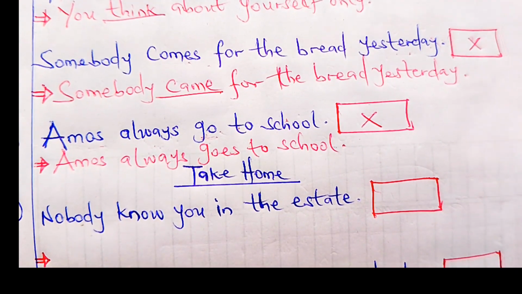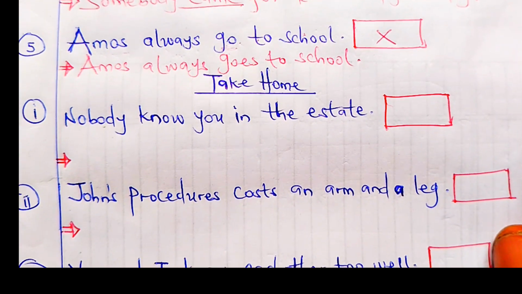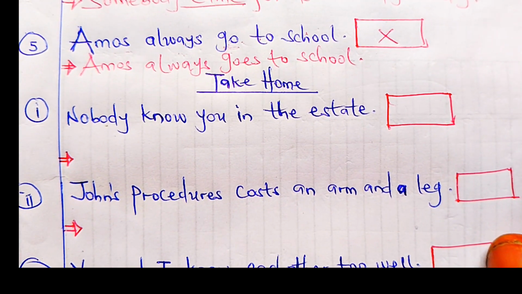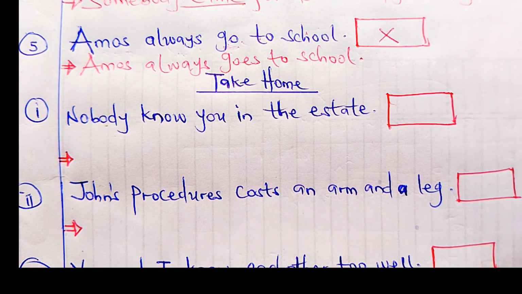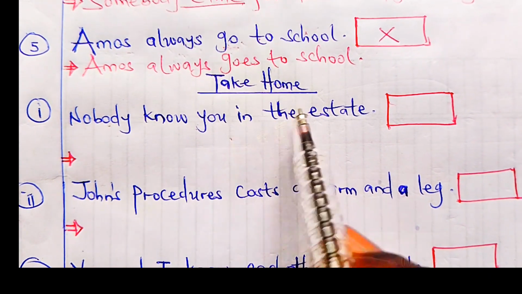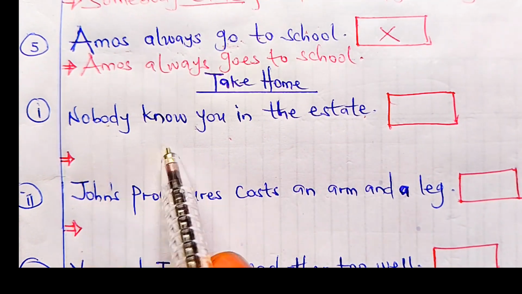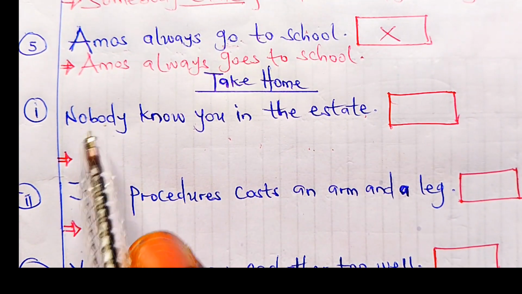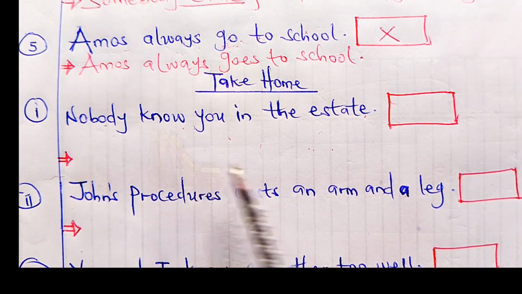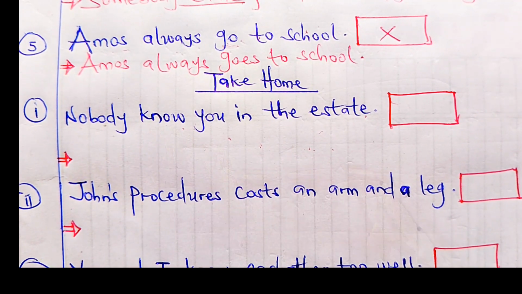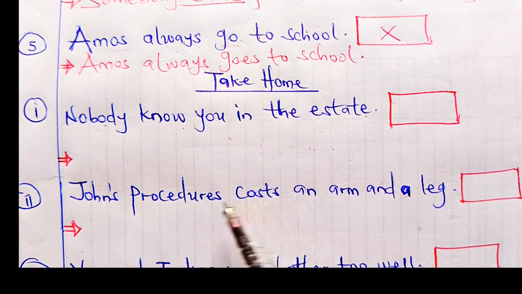So here are a couple of take-homes. I would love you to tackle these ones. Just tell me if the finite verbs here are right or wrong as per usage. So the first is: nobody know you in the estate. Nobody know you in the estate. Now nobody, as you can see, you just have to tell me if the finite verb there, as you can see, is know. So tell me if it's rightly used or wrongly used.